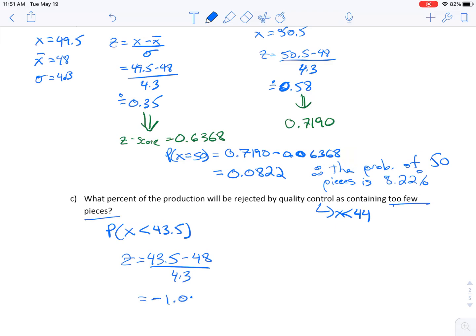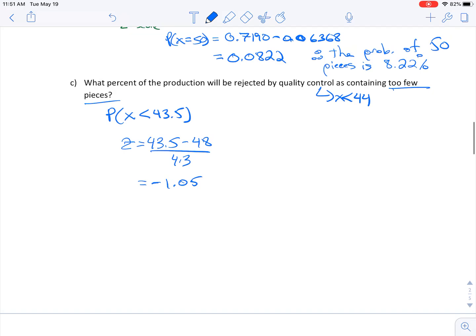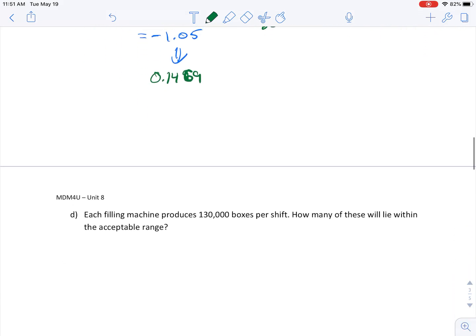So I plug that in just like we did before, so we get a repetitive process. I get negative 1.05 standard deviations, or 1.05 standard deviations below. And that gives me a z-score if you look that up. And I would recommend trying that. 0.1469. So you get approximately 14.69% will be rejected because they don't have enough candies in the box, and therefore they don't meet those guidelines.